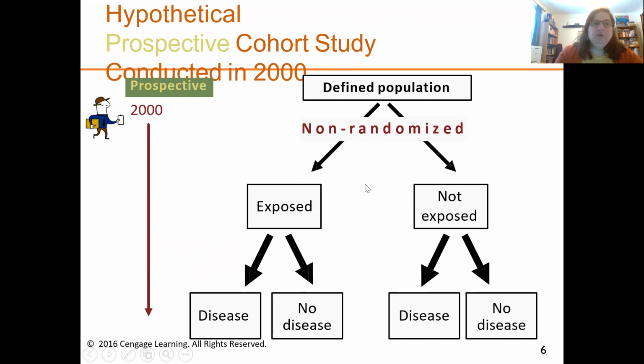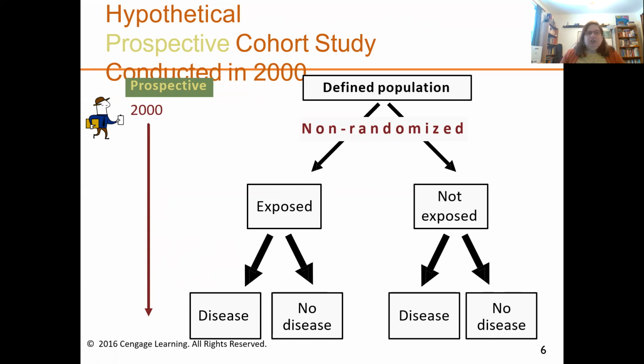It's a non-randomized way, of course, because we're not going to tell you guys you've got to start smoking cigarettes and you have to stop. That's not realistic. So we're just looking at people who naturally smoke and who naturally do not smoke. We pull them at the beginning, we look for the exposure, and then we look for the disease outcome.